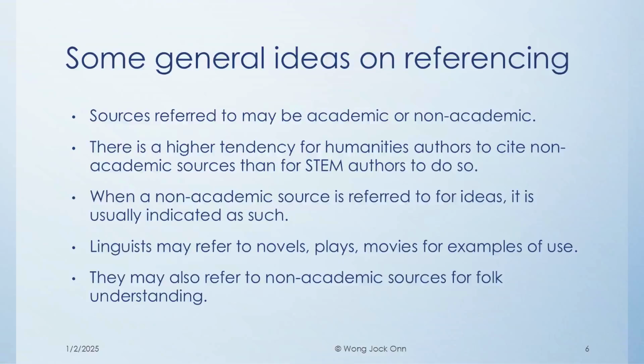Some general ideas on referencing. Sources referred to can be academic or non-academic. There is a higher tendency for humanities authors to cite non-academic sources than for STEM authors to do so. When a non-academic source is referred to for ideas, it is usually indicated as such. Linguists may refer to novels, plays, movies for examples of use. They may also refer to non-academic sources for folk understanding, as when they want to examine how ordinary speakers of a language talk to each other.